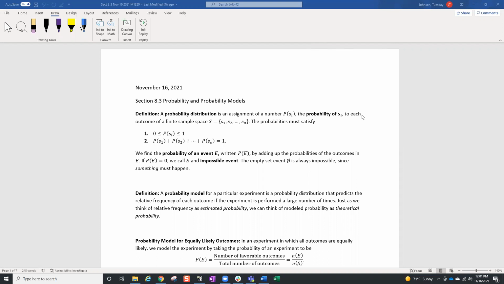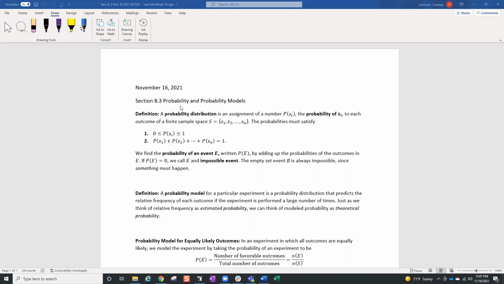Here we go. So let's talk about section 8.3. And I'm only going to do one section today. I considered doing two, but maybe I'll do two on Thursday. We'll talk about it. We'll see. Basically, I'll talk about it and you'll listen, but we'll see.